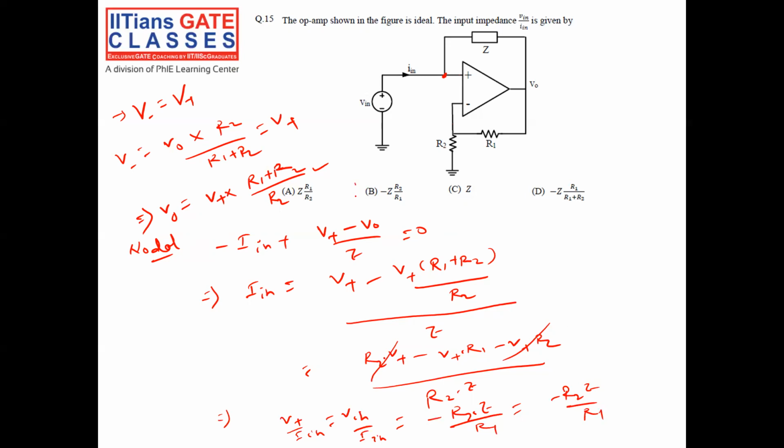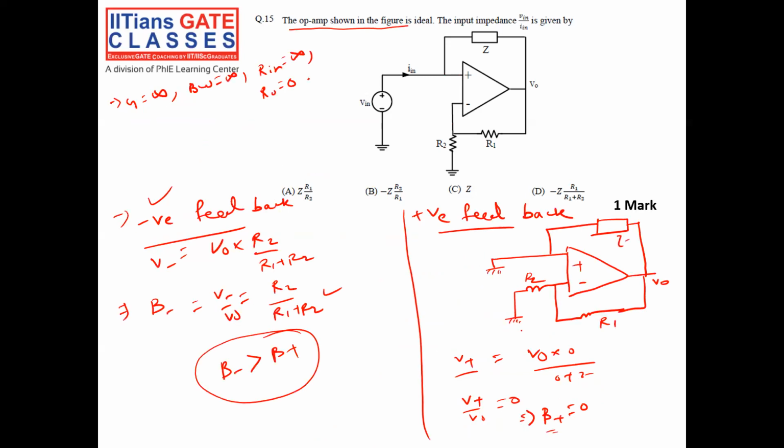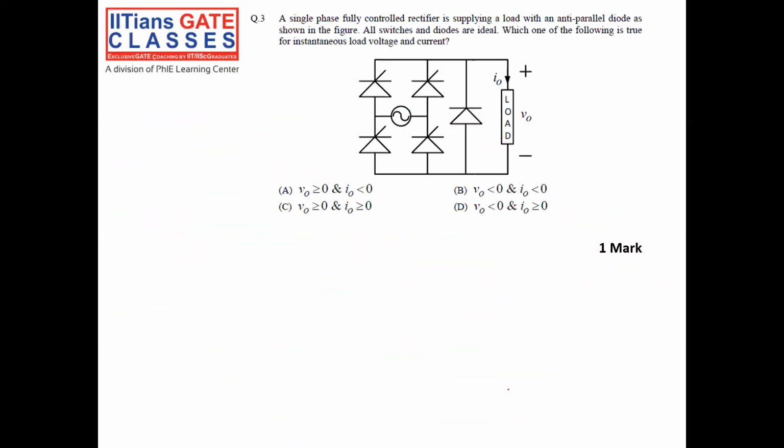So the answer should be B. Right? This is a very easy question. Only thing is you have to know the overall feedback is how much. Okay. Let's see the next question.